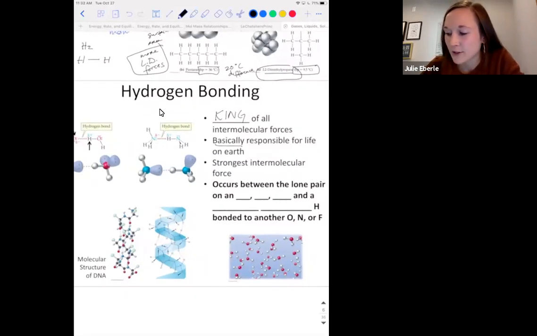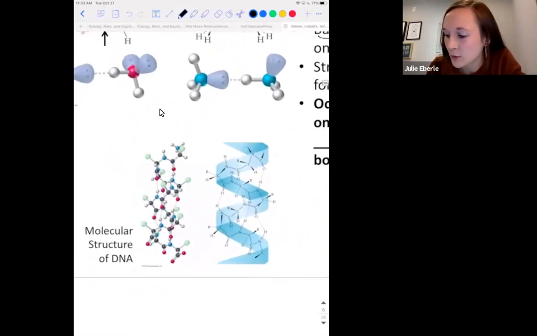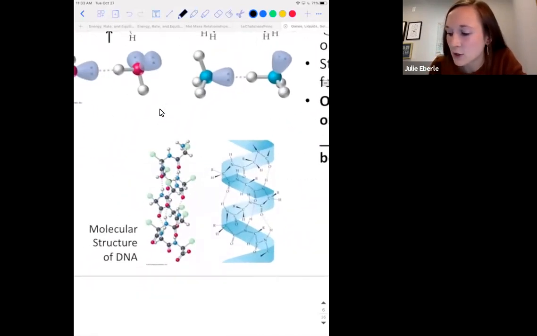Strongest intermolecular force, responsible for life on Earth. Let me show you how. Yes, thank you, Brennan. I knew that's what you're talking about. Let me show you how important they are. Here's a picture of, y'all know what this is, the molecular structure of DNA. Anywhere you see a red dotted line, that is a hydrogen bond.